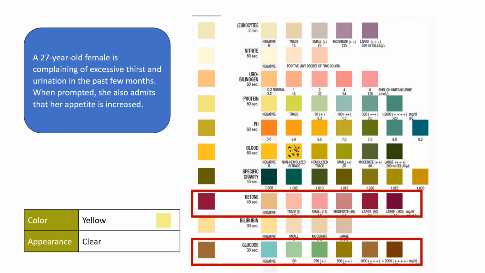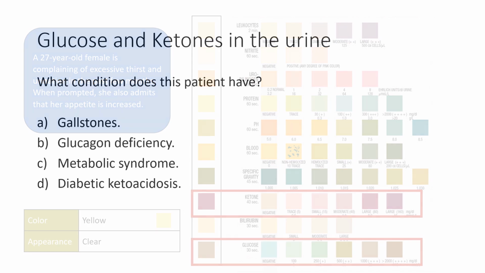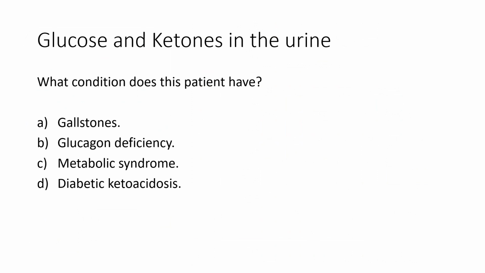Well, let's answer a question about this patient. So we have a patient who has elevated levels of glucose as well as ketones in the urine. What does that tell us? So the glucose is not being metabolized, but we're making tons of ketones. Where do we make ketones? What do we make ketones from?